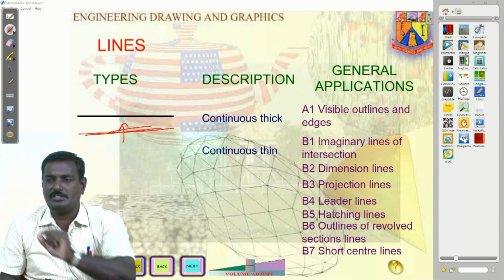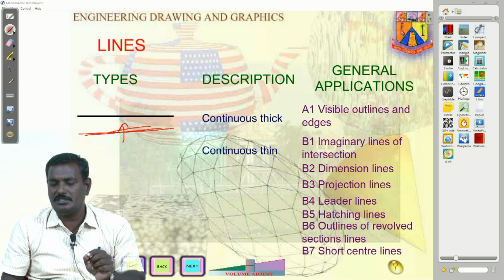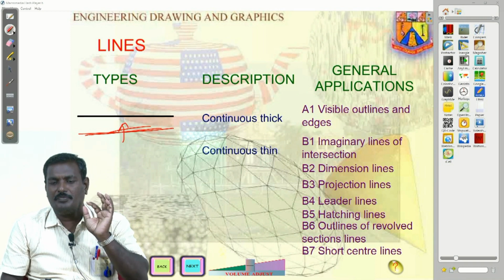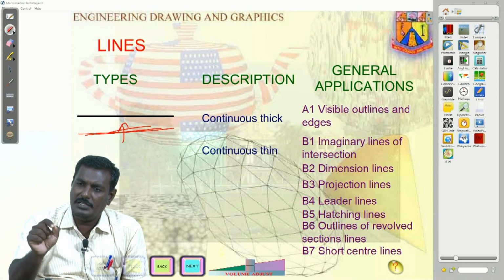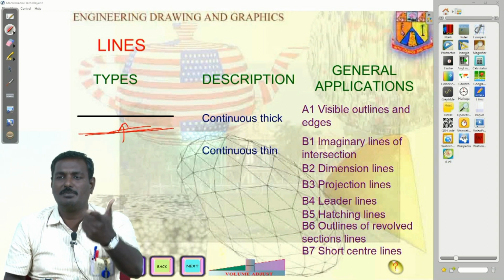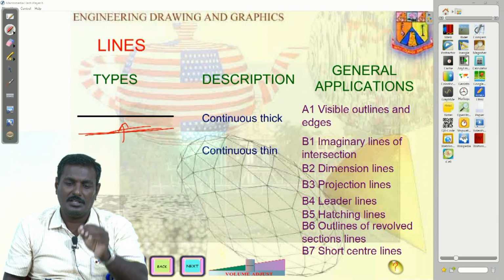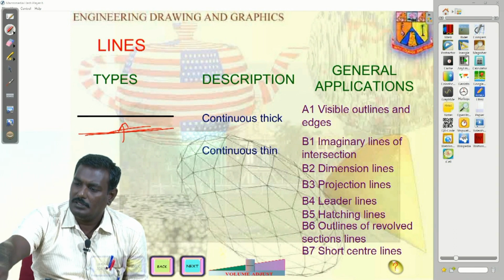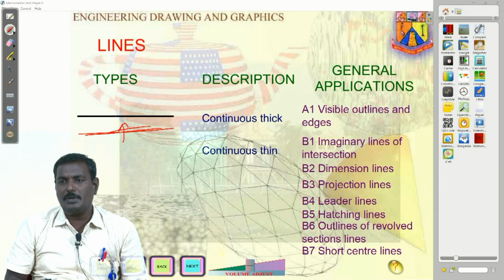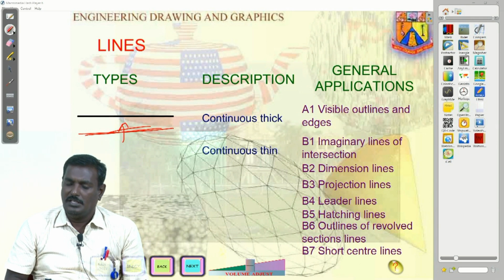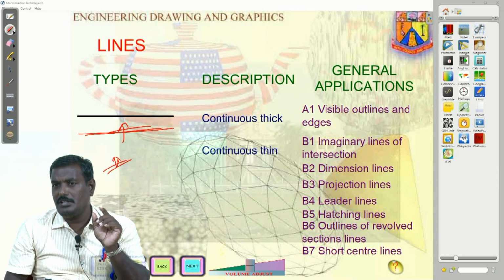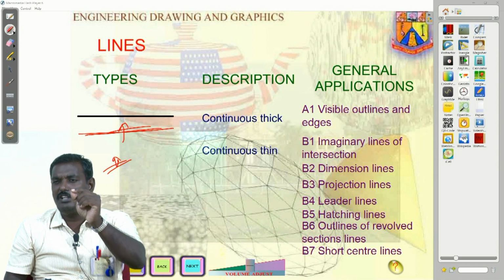This is continuous, there is no break, no discontinuity, and also look at the edge, whether it is very thin or thick. If the line is continuous and thick, that is the description given here. For what purpose are we using it? It makes things visible; these are visible edges, and they give an idea about the object. The general application, A1, is visible outlines and edges, and for that purpose we use continuous thick lines. What about the second one? It is also continuous, there is no discontinuity, but if you look at the thickness, it is very thin.